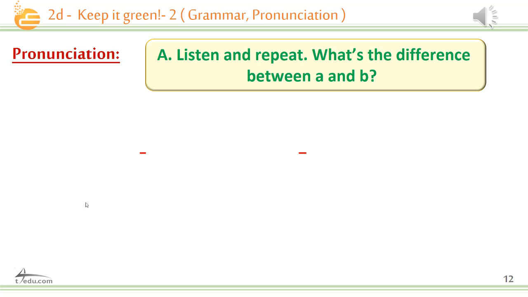Okay. Now, this is the second part of the lesson, which is pronunciation. We are going to listen and repeat. What's the difference between A and B? As we said previously in the objectives, we are going to hear the short E sounds. How are they going to be pronounced? Okay. Look at the first word. A. Website. We have here the sound and destroy the sound. Okay, so listen carefully.